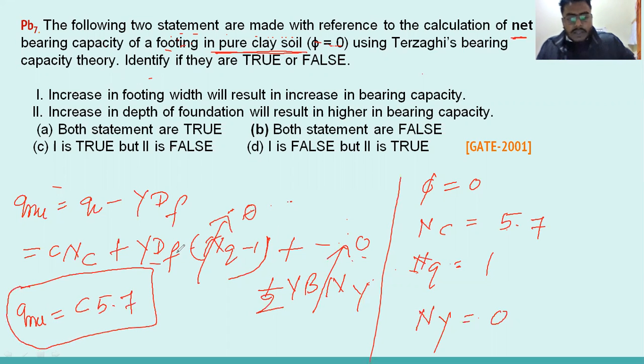Now check the options. You can see the net ultimate bearing capacity of soil depends only upon the cohesion C, right? So now check the options. Increase in the footing width will result in increase in the bearing capacity of soil. This is not correct, this is false. Increase in the depth of foundation will result in higher bearing capacity. This is also not correct, because it is independent of the dimensions, so it will not change. So both statements are false. This option is correct. Option B is correct.